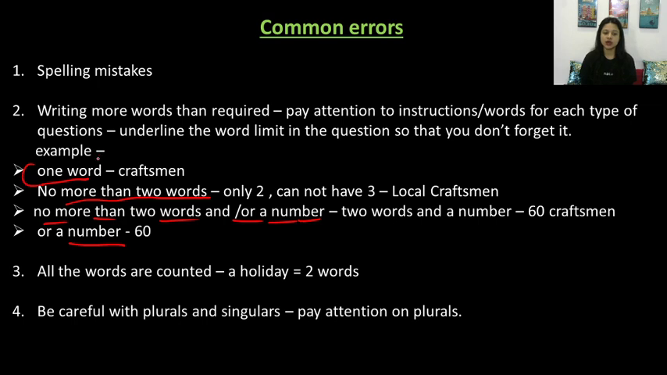If they're saying only one word, that means you can write only one word. If they're saying no more than 2 words, that means you can write 2 words. If they're saying no more than 2 words and or a number, that means a combination: 2 words plus one number, 1 word plus one number, anything. A combination will work here. Or you can only write the number, like 60, or 60 craftsmen, number plus word, 2 words, 1 word.